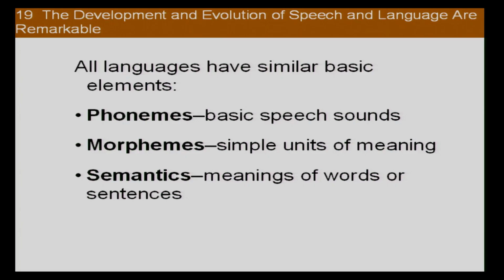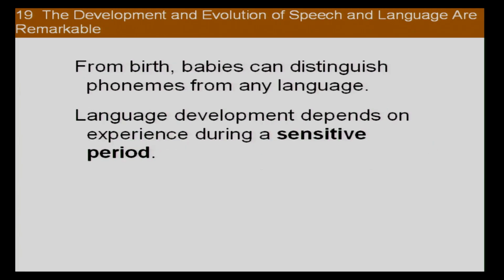So the Basque language, which is very, very unusual, and those words tend to start with X's and Y's much more than you would think possible, has very different phonemes than English. Morphemes are simple units of meaning. Semantics, as you probably all know, is meanings of words or sentences.